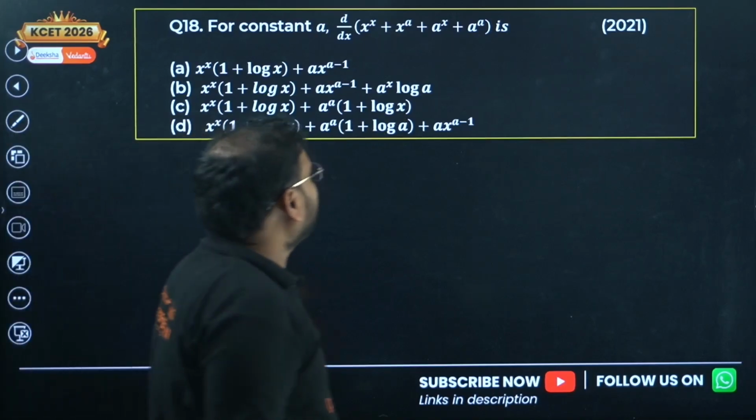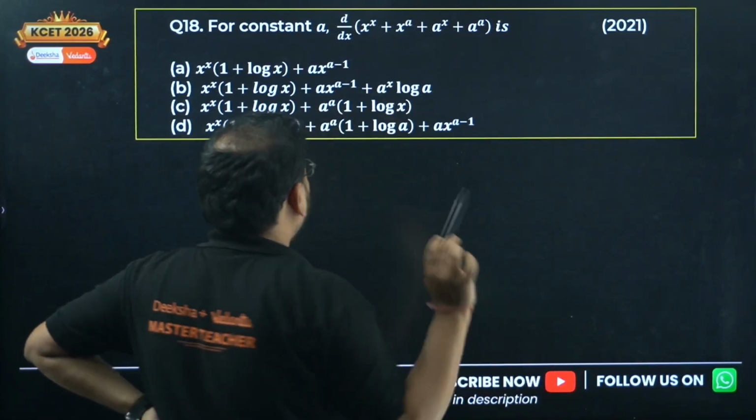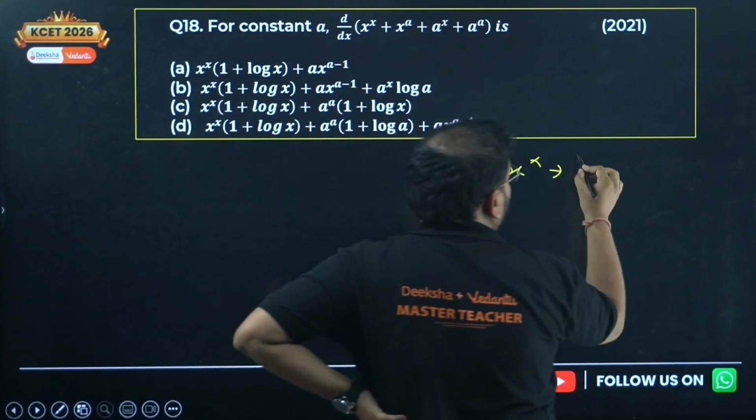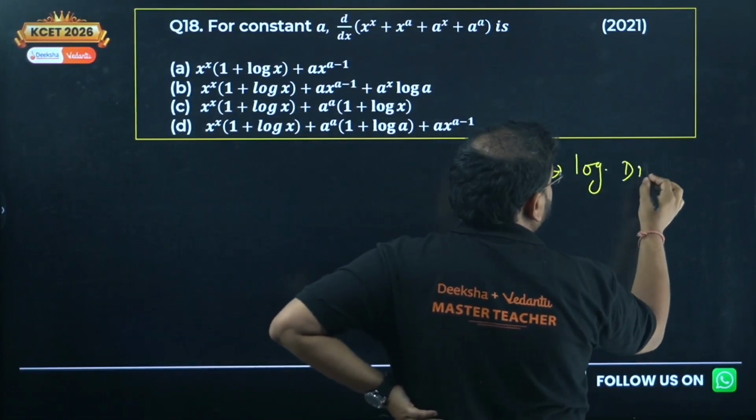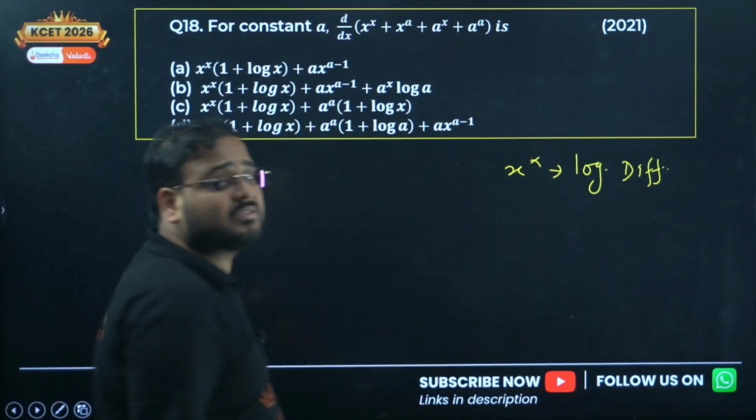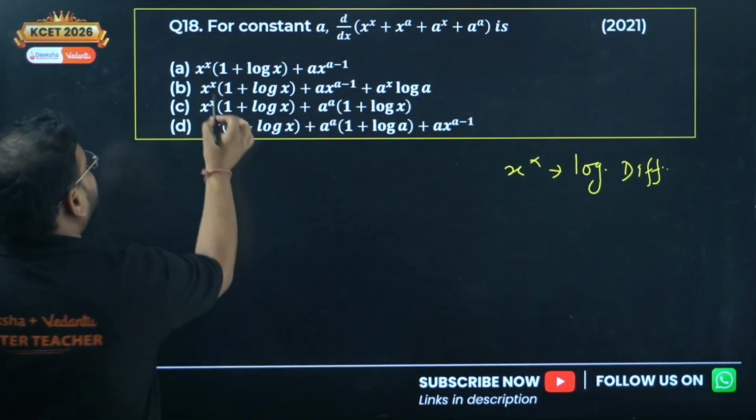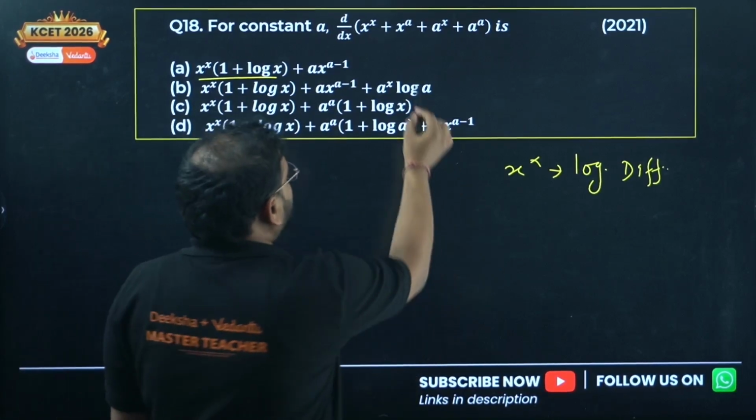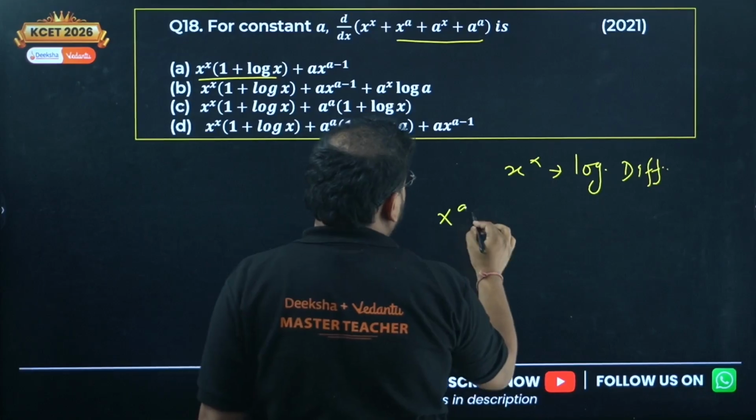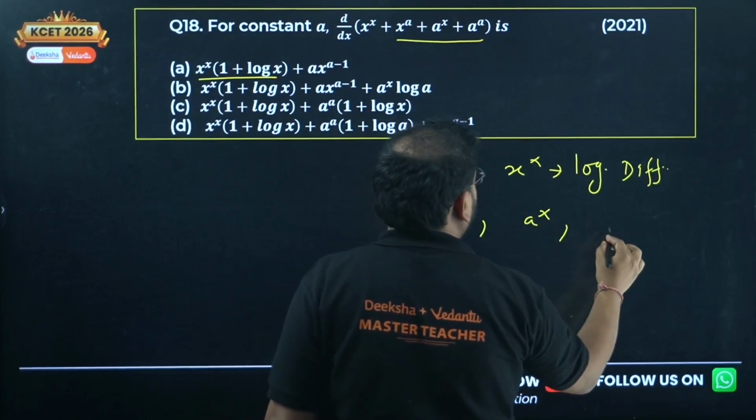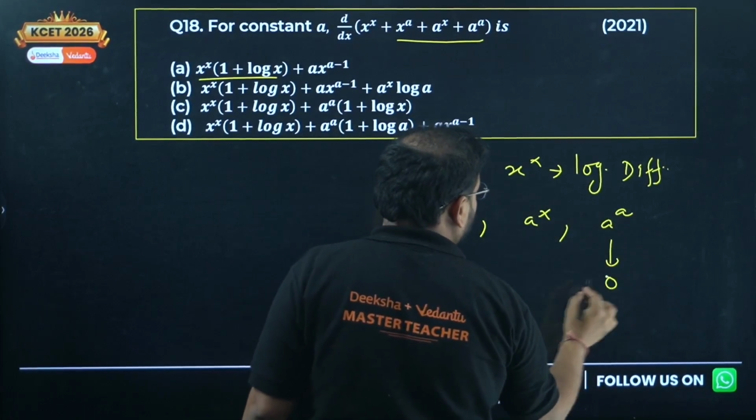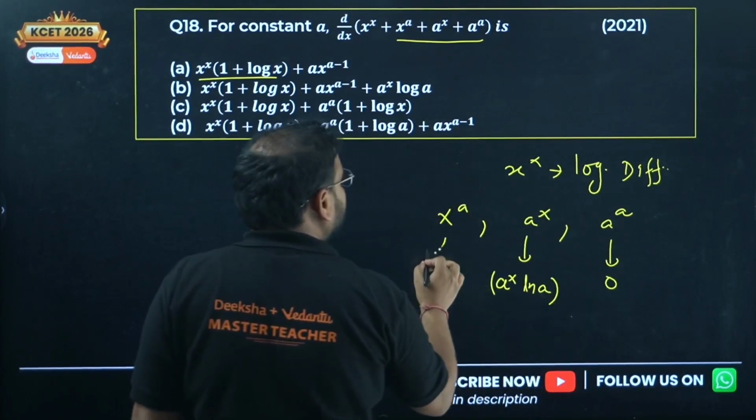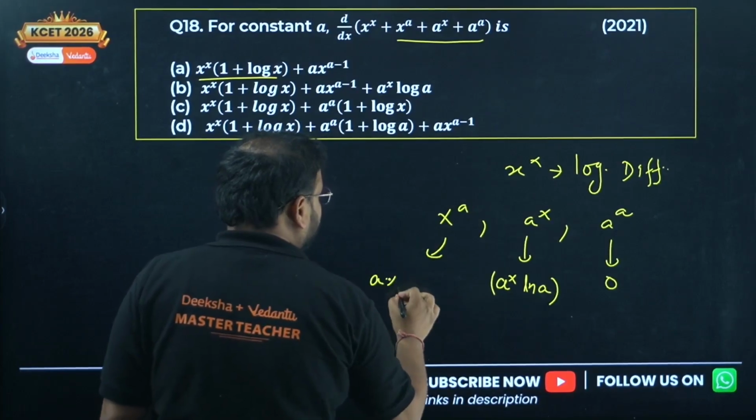For constant a, differentiate this. The good thing about this question is that to differentiate this function, we have to use logarithmic differentiation, meaning use logs on both sides and then differentiate. But you can see here, the first term is constant in all the 4 options, so we don't have to deal with that part first. We deal with the other ones. So the derivative of x power a power x and a power a. A power a derivative is 0. This is going to be a power x as it is, and you will have log of a or ln a. This will be a times x power a minus 1.